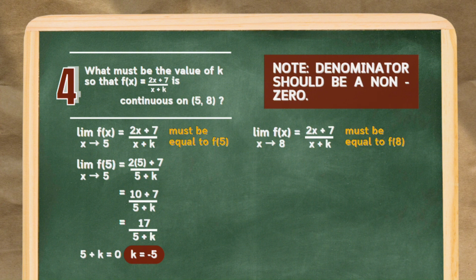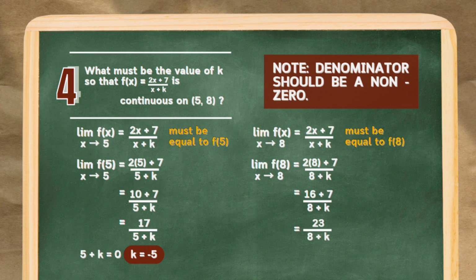By substituting the value of x, the limit of f of x is equal to 2 times 8 plus 7 over 8 plus k, which is 23 over 8 plus k. And like earlier, sa 5, ililipat naman natin yung 8 to the right and the numerator will also not be considered. Therefore, k is equal to negative 8.